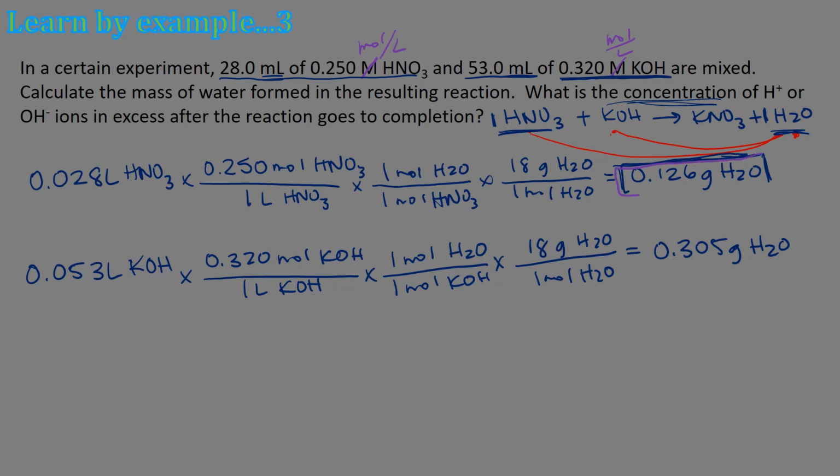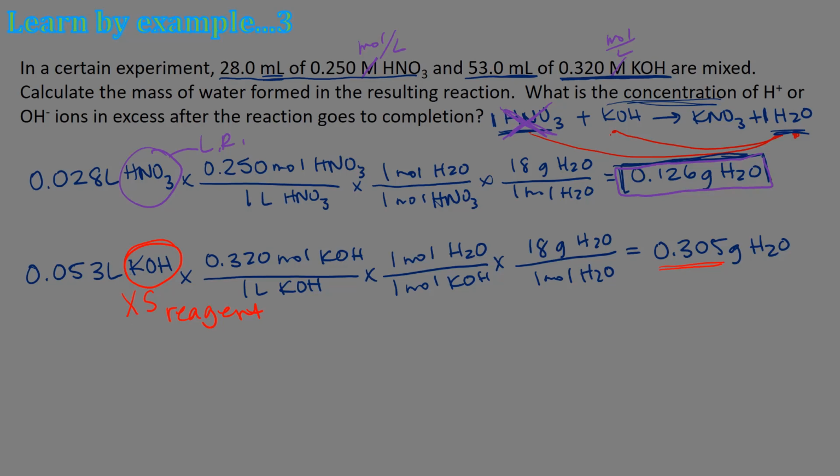Okay, so if I compare the two answers that I got for water, this is my actual amount of water formed, because at that point, I'm completely out of HNO3. So this nitric acid is my limiting reactant, which means that KOH is my excess reagent, because I'll have extra of it left over. It's not all going to get a chance to react, because I can't form that much water. So I have extra potassium. Well, I have lots of potassium in the solution, but I have extra hydroxide in the solution.